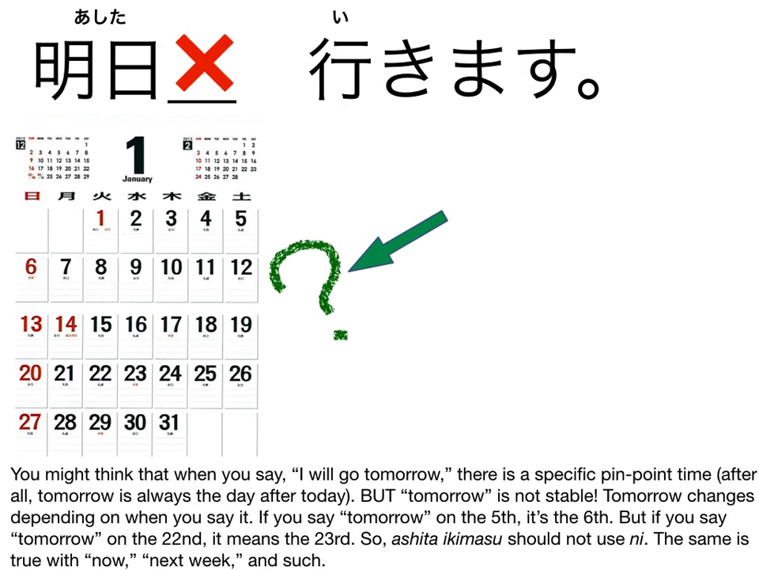You might think that when you say, I'll go tomorrow, there's a specific pinpoint time. After all, tomorrow is always the day after today. But tomorrow is not stable. Tomorrow changes depending on when you say it. When you say tomorrow on the 5th, it's the 6th. But when you say tomorrow on the 22nd, it means the 23rd. So 明日行きます should not use に. The same is true with now, next week, and such.